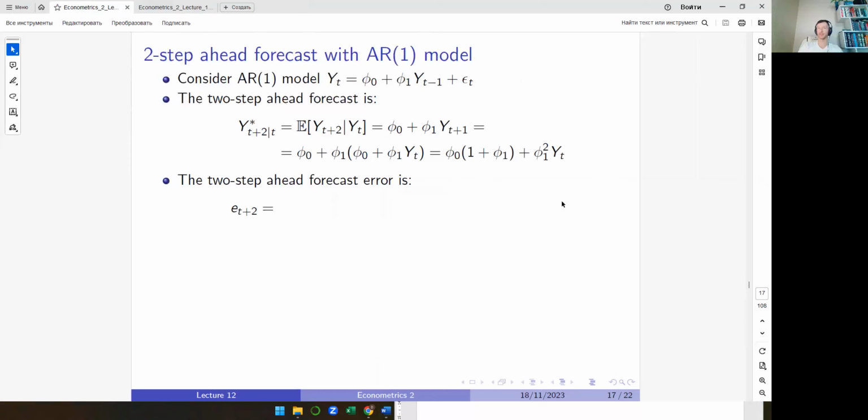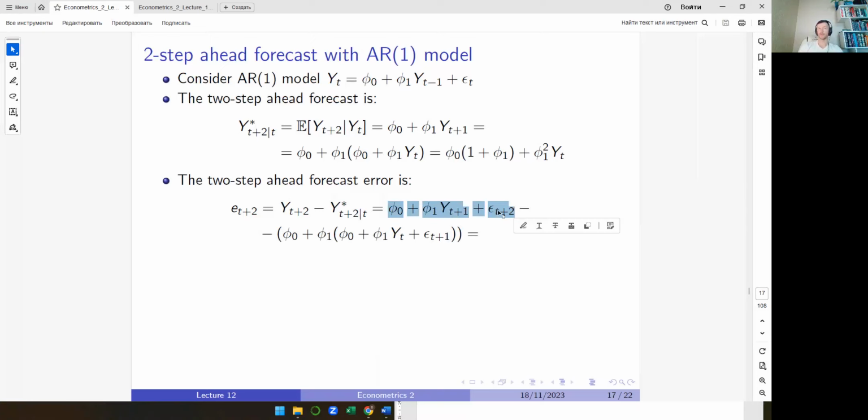So the error at t plus 2 is the difference between the actual yt plus 1 and the forecasted yt plus 1. For the actual yt plus 1, we plug in the formula for the model. For the forecasted yt plus 1, we plug in the model as well. After subtracting everything, we have epsilon t plus 2 plus phi 1 epsilon t plus 1, something that looks similar to an MA model.